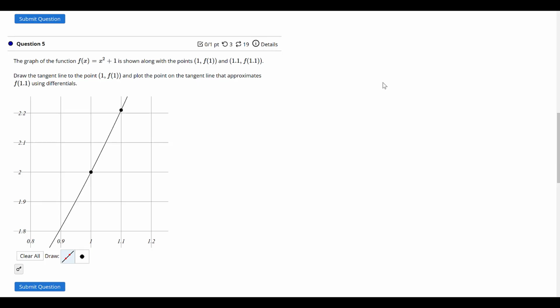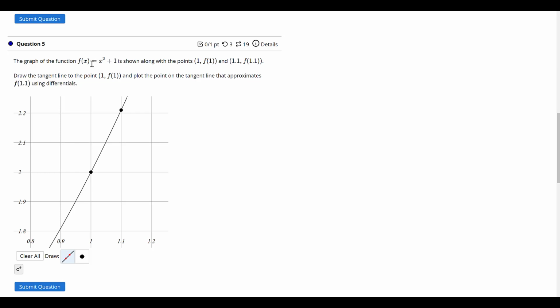There are a couple of questions I was asked about for linear approximations and differentials, questions 5 and 6, and they're a little picky, and this is where I'm going to warn you about these problems. It took me a while to figure out what the problem was. Plot the point on the tangent line that approximates this, so we're going to draw the tangent line, and there's a second part: plot the point. That part I was missing.